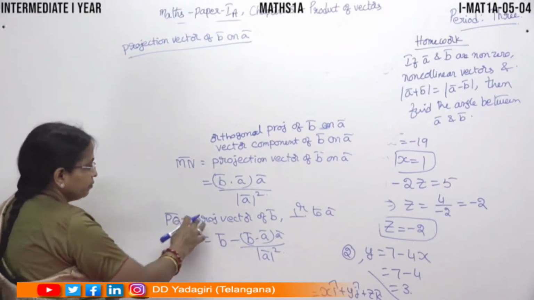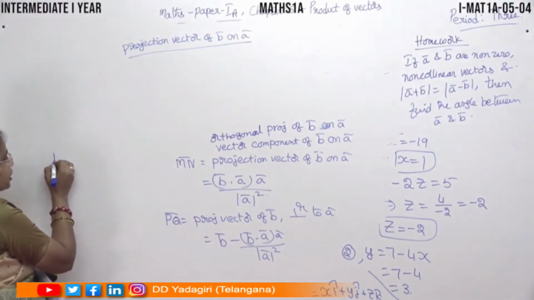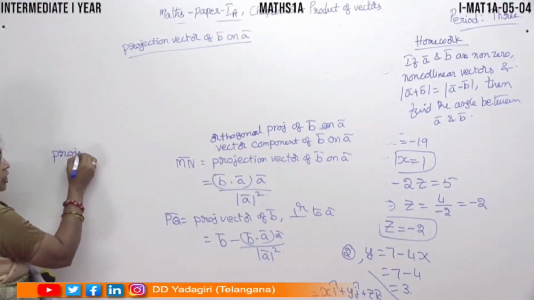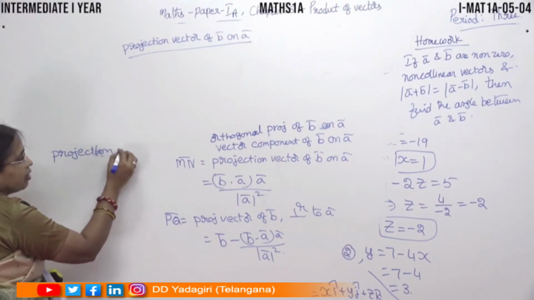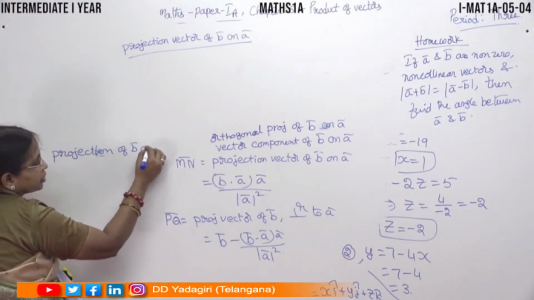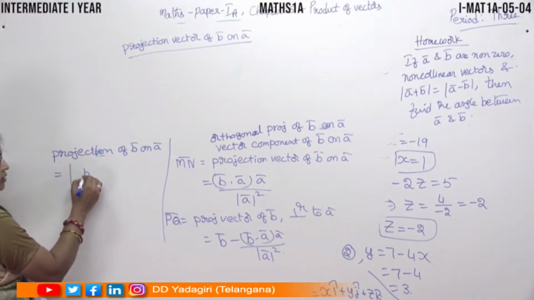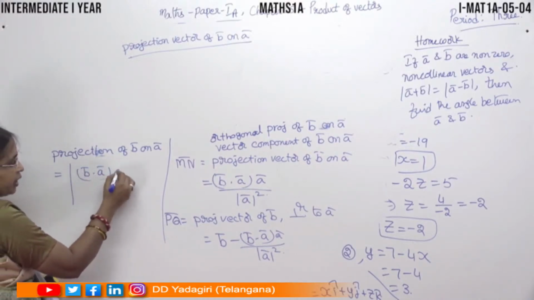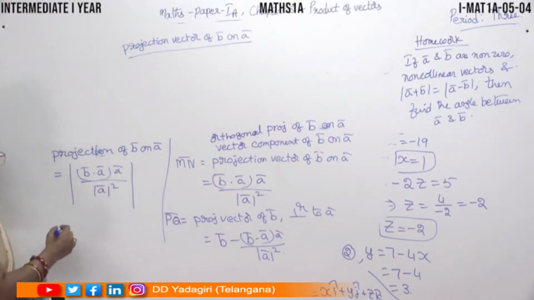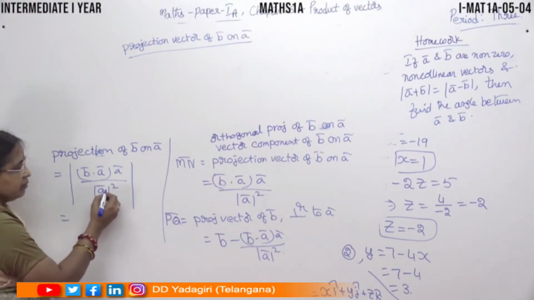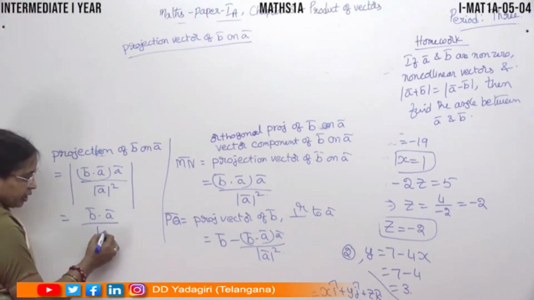Learn the formula. Now if the question is find the projection of B on A, projection of B on A means it is just the modulus of B dot A into A by mod A square. So when you find the modulus of this, it becomes 1 mod A gets cancelled and you will get B dot A by mod A.